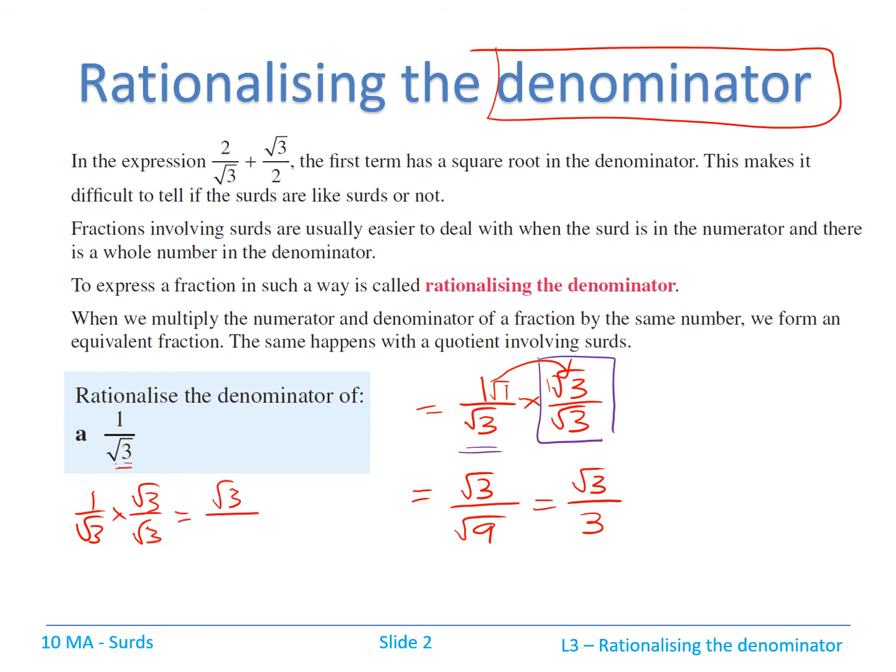On top, we get root 3. On the bottom, root 3 times root 3 is 3. And that's it rationalized. So we now no longer have a square root on the bottom. The bottom is now rational, i.e. we've rationalized the denominator.